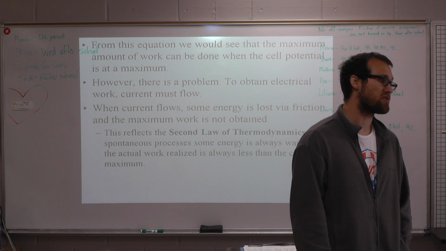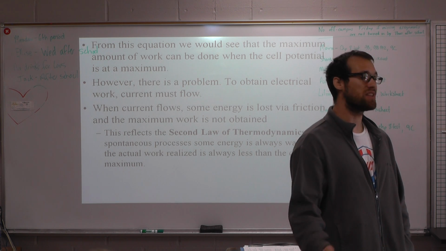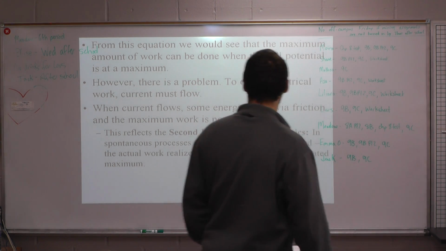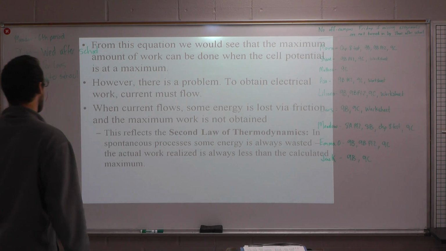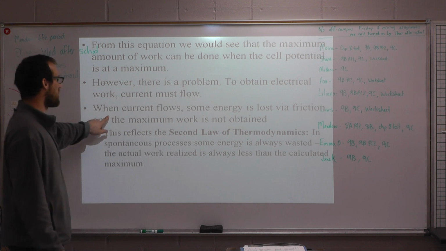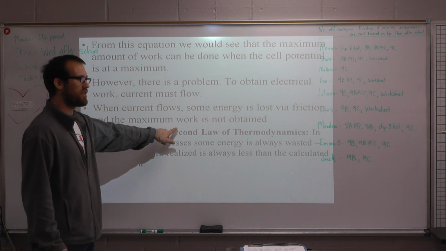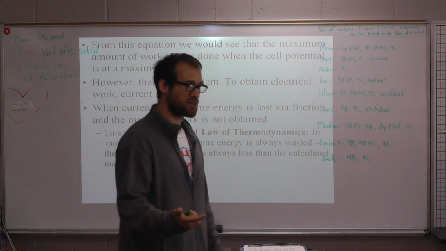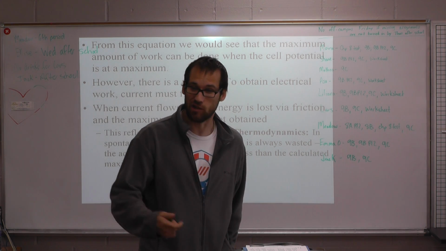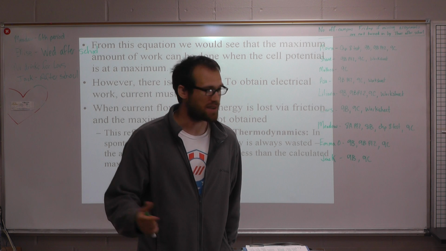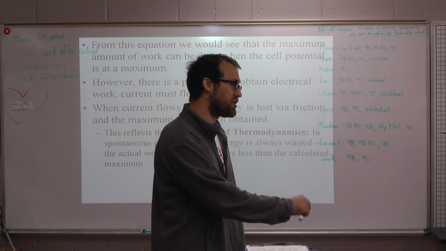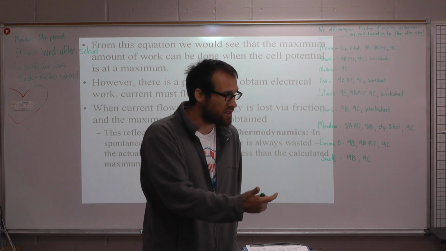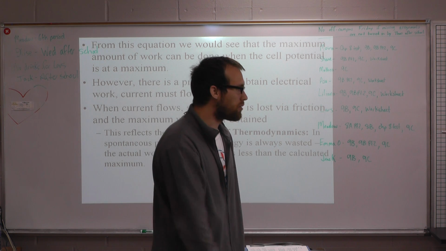Even though it's a good conductor, there's still some resistance, so energy is lost in the form of heat or friction. So when current flows, energy is lost to friction, so the maximum work that we could have obtained was never obtained. Because some of the energy that we wanted to use to do work got dissipated into a different form of energy that we did not want. This is basically the second law of thermodynamics at work.